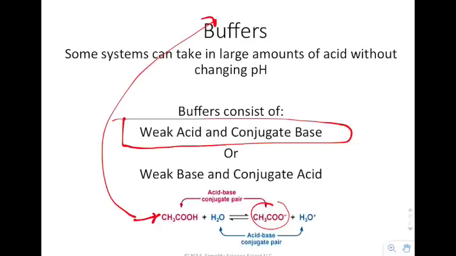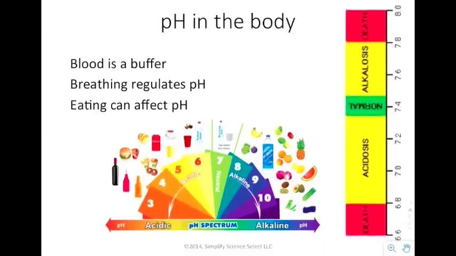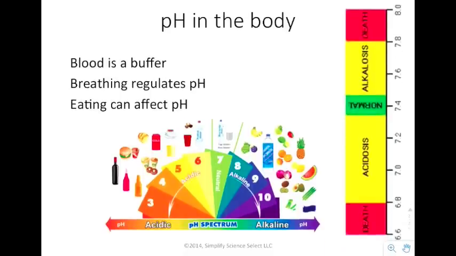So you have buffers in your body, specifically in your blood. Your blood will allow you to maintain the pH of your blood no matter what you eat or drink or how you breathe, and those things won't affect the pH of your blood because of how efficient the buffer in your blood is. Now you can actually create a buffer in the lab as well, but we're interested in pH in the body. So blood is a buffer, breathing regulates pH, so if you've ever wondered why people who hyperventilate, why is that an issue?